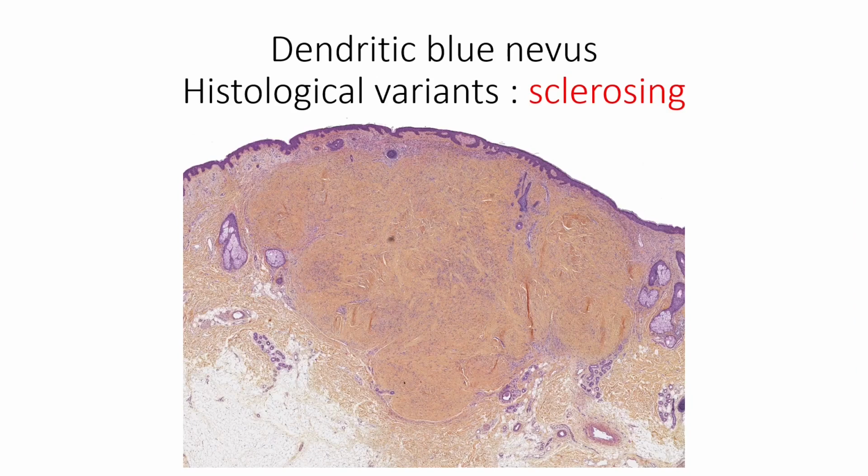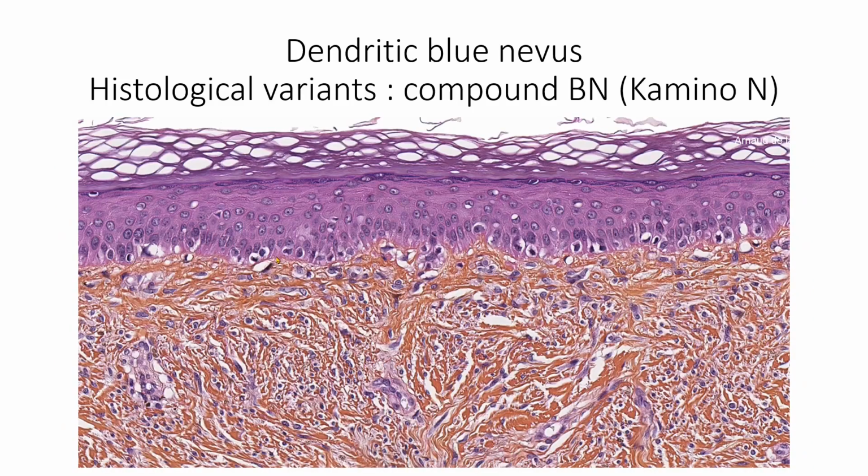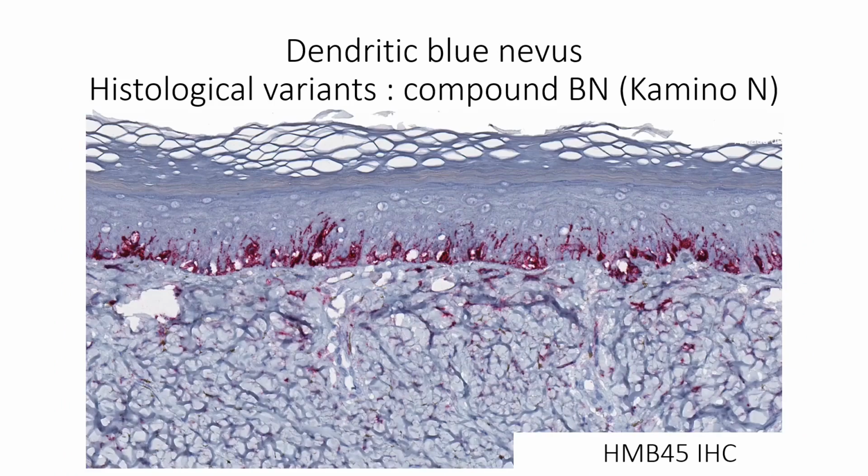Let's move to the histological variants, and the first one is sclerosing with a massive fibrosis in the background. These are also frequently found on the scalp. Another histological variant is the compound blue nevus, also known as Camino nevus, and you will have on the surface a dendritic blue, and in the junction you will see a lentiginous proliferation in the middle of the lesion.